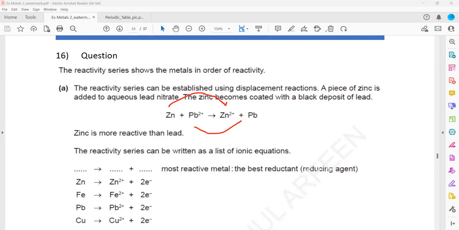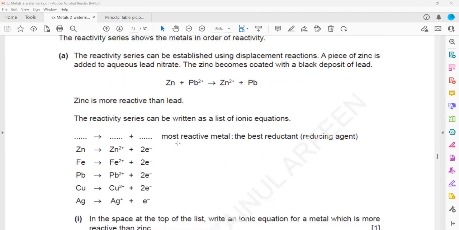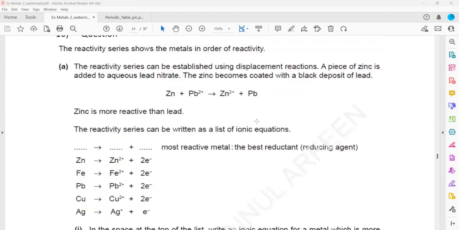So which is above zinc? You have to write another metal which is above zinc. Above zinc is aluminium. And what is the equation for aluminium? Al becomes Al 3 plus and 3 electrons. Because a reactivity series is given, even if you write calcium, potassium, or sodium, they are all correct because we want any metal above, or more reactive than, zinc.